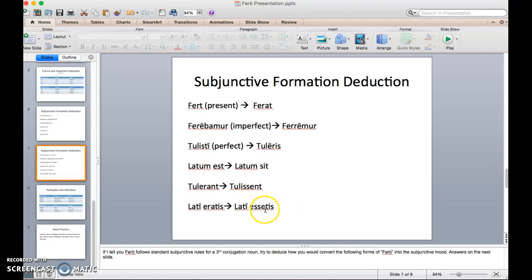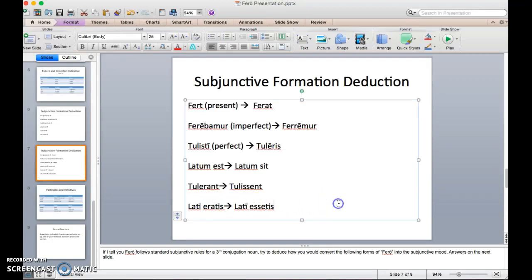And then again, for the pluperfect form, we now take that erat imperfect indicative form of sum that we attach to the fourth principal part to form the indicative pluperfect tense. We form that erat into the imperfect subjunctive esset to make the pluperfect subjunctive form of fero. Latus esset. Right? I know that's a lot of information, but it's all a review. Remember, it's all a review.